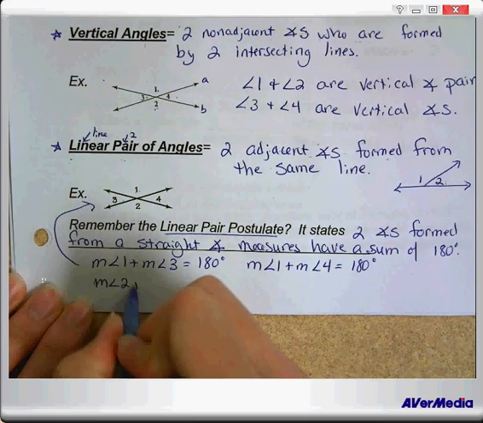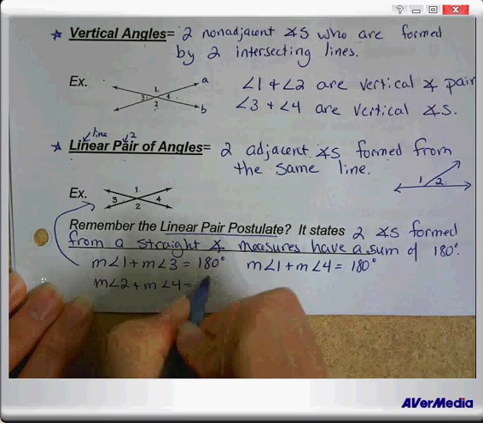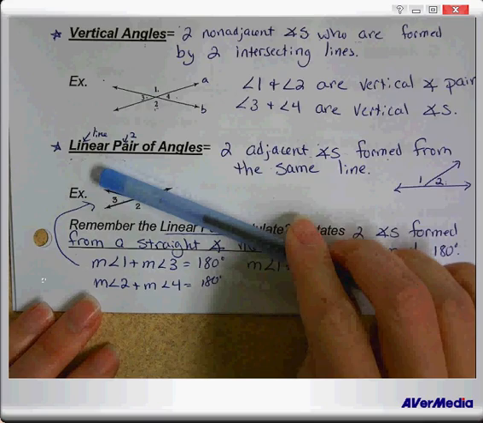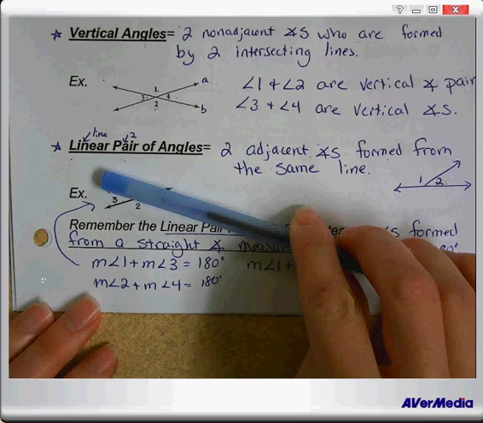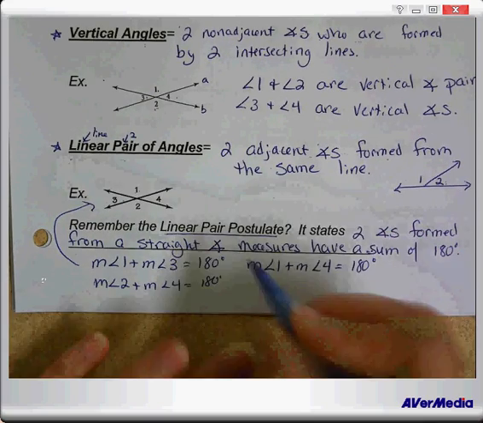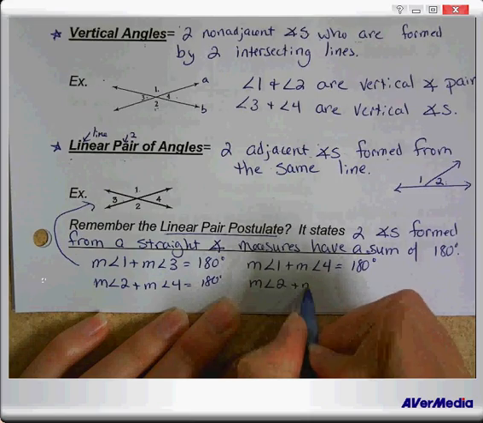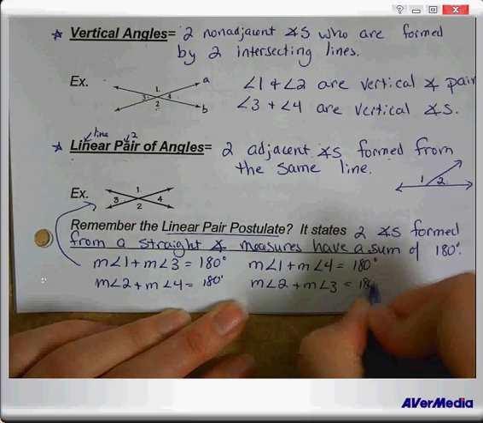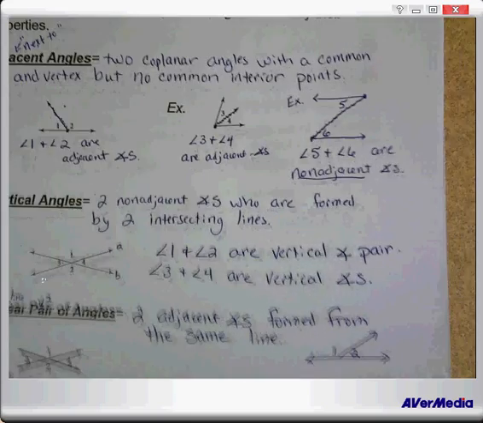Well, what do we do in the next one? How about we do 2 and 3, because I can still have a straight line there. So the measure of angle 2 plus the measure of angle 3 equals 180 degrees. So not that difficult to see. Well, let me get that down, and we'll flip to the next page.